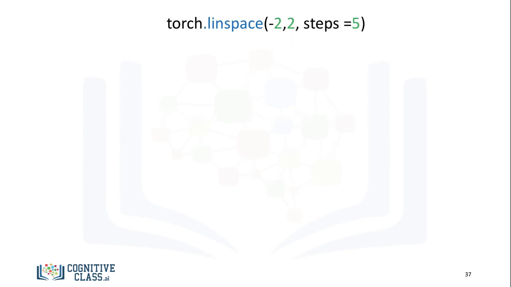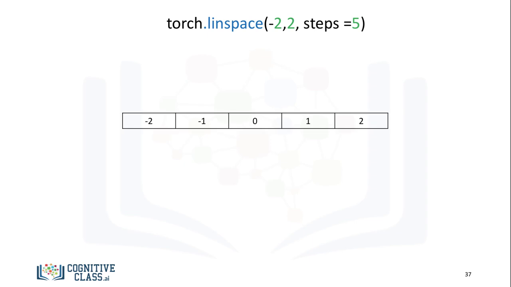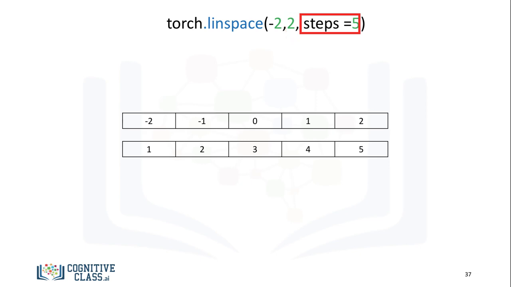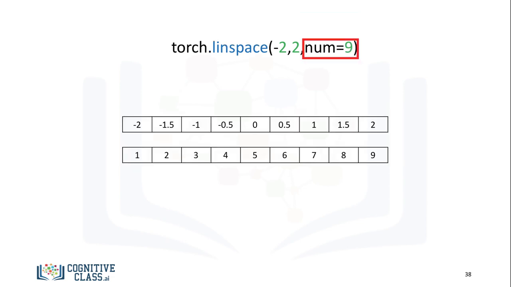A useful function for plotting mathematical functions is linspace. Linspace returns evenly spaced numbers over a specified interval. We specify the starting point of the sequence and the ending point of the sequence. The parameter num indicates the number of samples to generate, in this case 5. The space between samples is 1. If we change the parameter num to 9, we get 9 evenly spaced numbers over the interval ranging from -2 to 2. The resultant difference between subsequent samples is 0.5, as opposed to 1, as before.